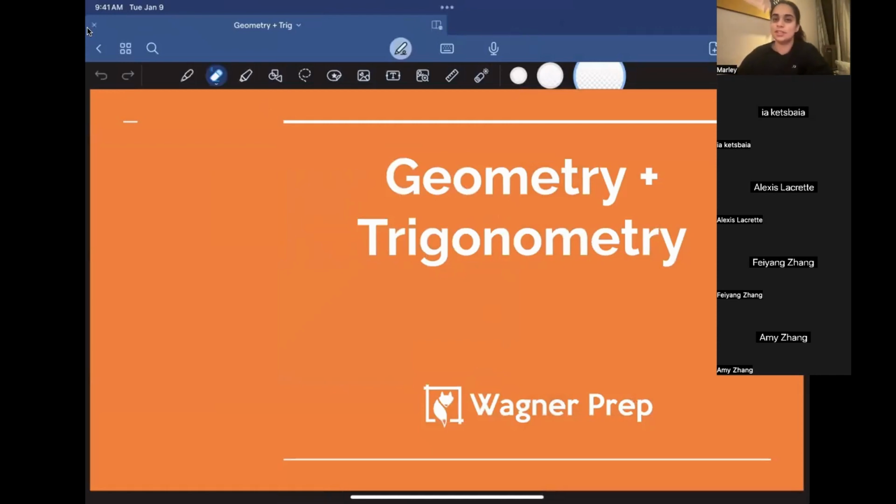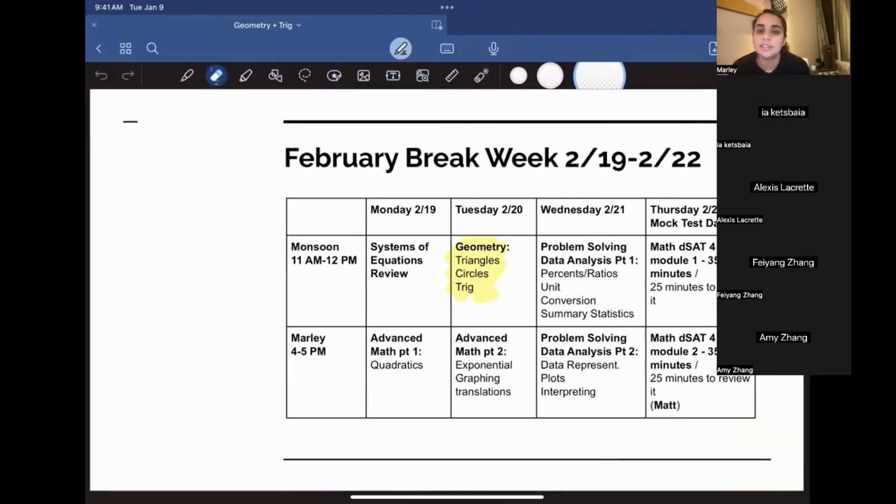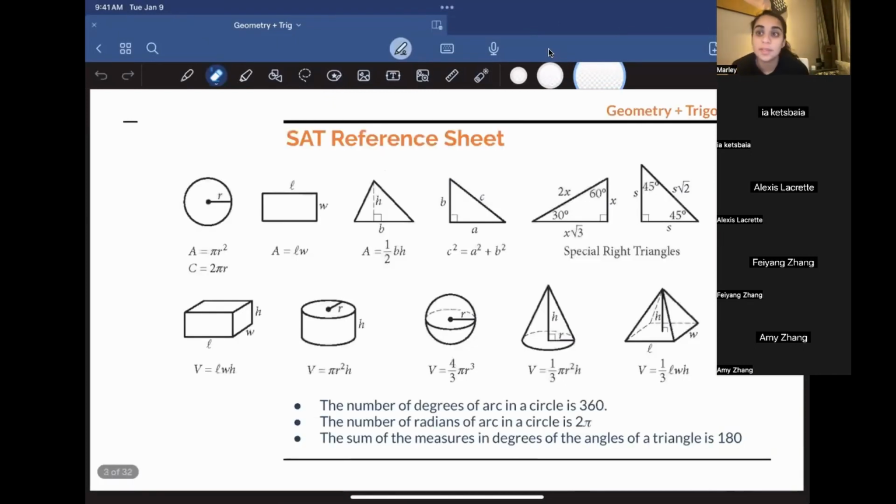I'm glad everyone has joined geometry today. So today we're teaching triangles, circles, and trigonometry. This is going to be available on your SAT when you take a practice online exam. You should definitely play around with it, even if you can't finish the exam, that's fine.